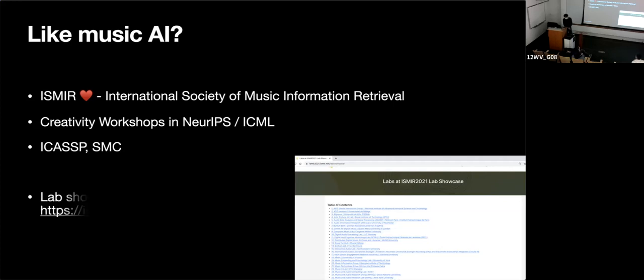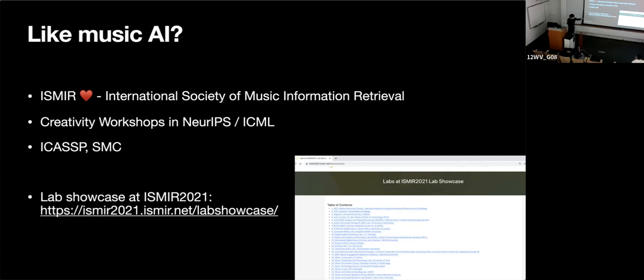Finally, at this year's ISMIR, we had a lab showcase, which you can just Google. There are 34 different research labs all around the world working on music, at least one of them. Sometimes they are dedicated to music. So that's a good source of information if you want to go to grad school and start some interesting journey of amazing research.